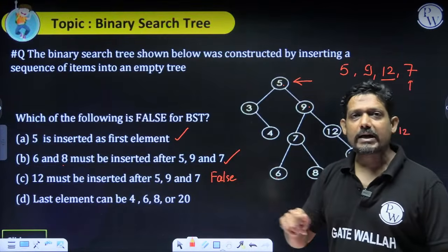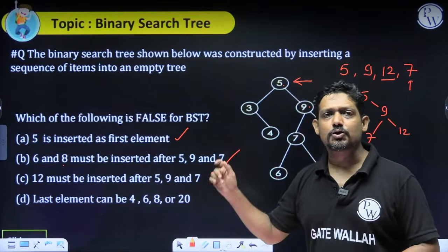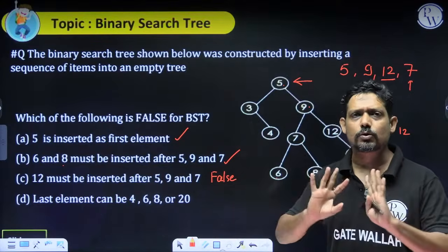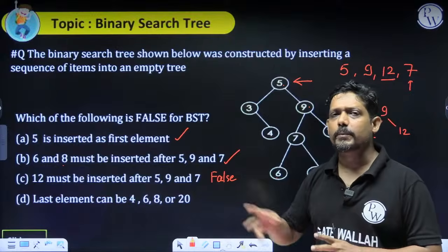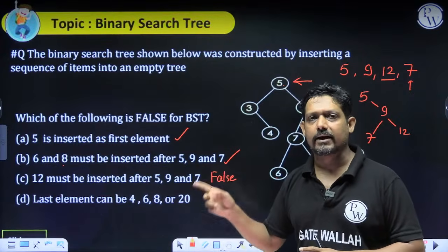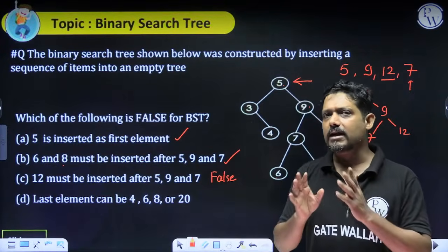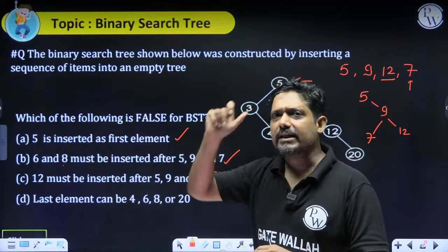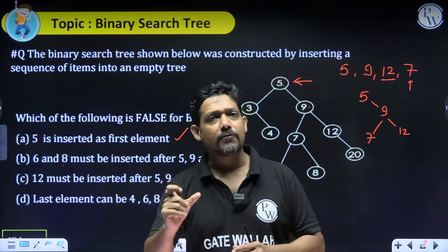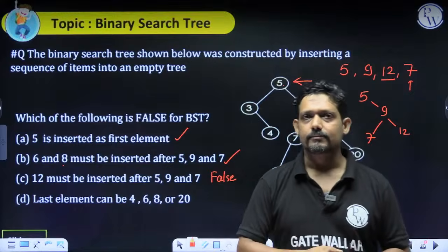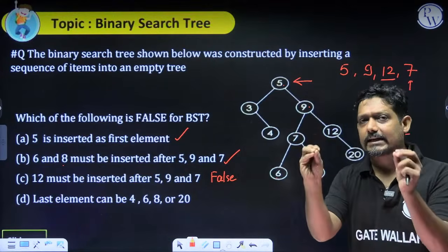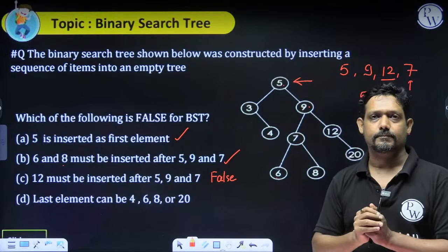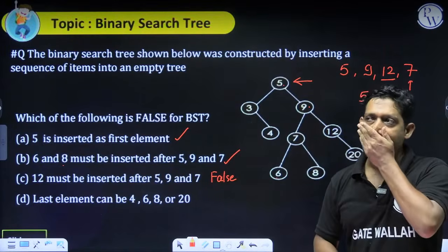Okay. Now it says that for any sequence you draw, the last element should be 4 or 6 or 8 and 20. Now the idea here in this case is, will the last number be a leaf node or not? The last element that you are inserting will settle as a leaf or not? Question to you.